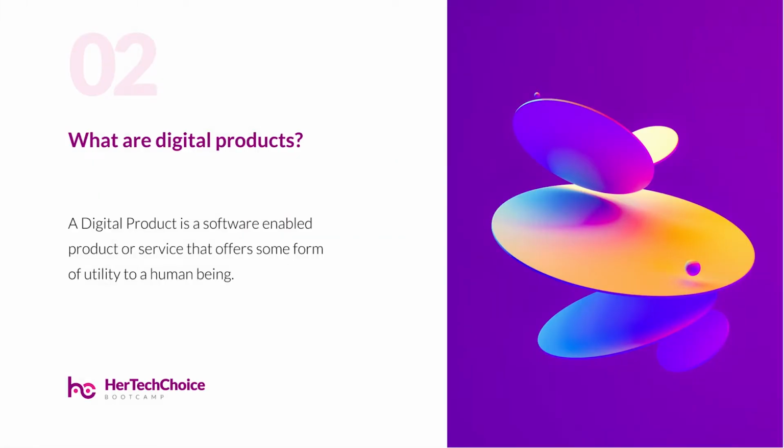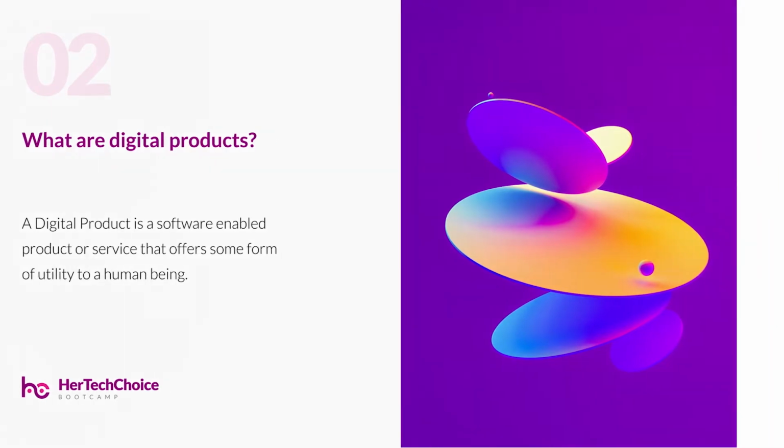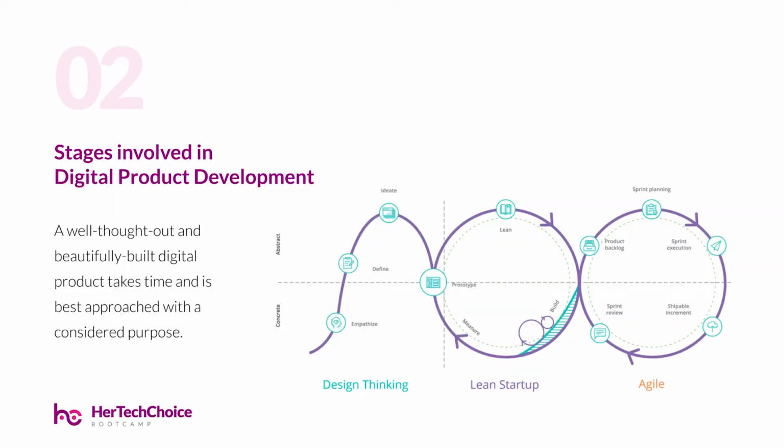What are digital products? A digital product is a software-enabled product or service that offers some sort of utility to a human being. Now we move into the stages involved in digital product development. Product development is the complete process of delivering a new product or improving an existing one for customers.